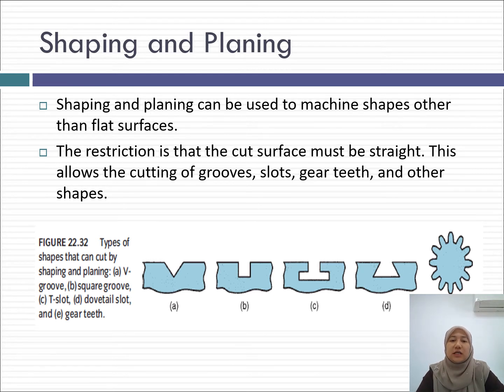Okay, so this allows the cutting of grooves, slots, gear teeth and other shapes. So it also permits different shapes. However, the surface must be straight, so it cannot be at an angle. It must be a straight cutting surface. However, it can also cut different profiles such as V-shape groove, square groove, T-slot, dovetail slot and even gear teeth.